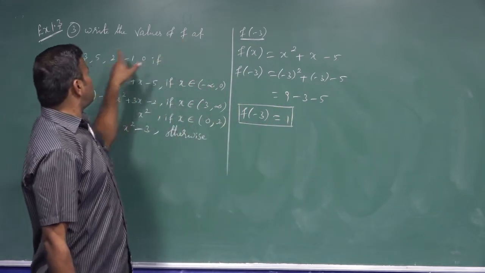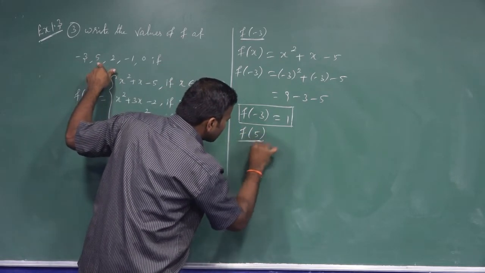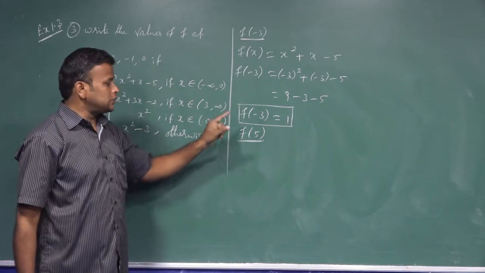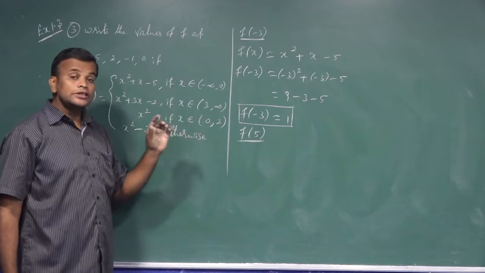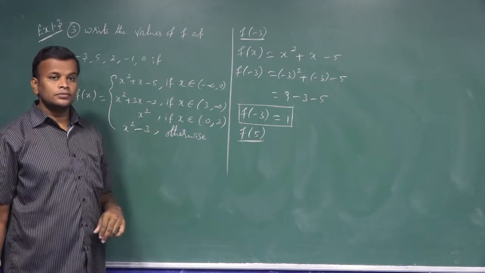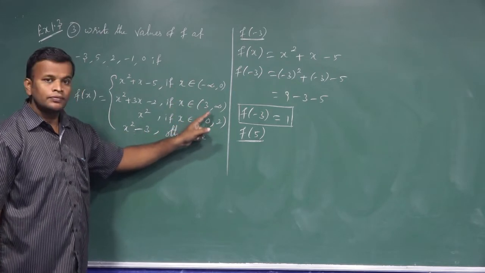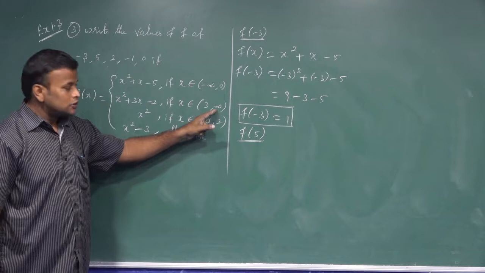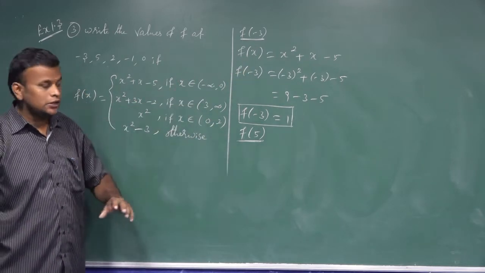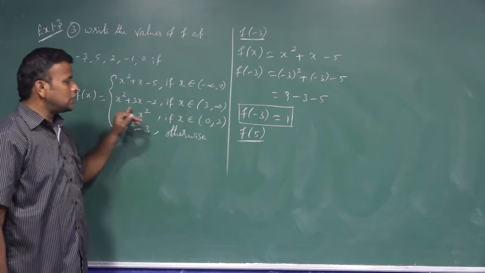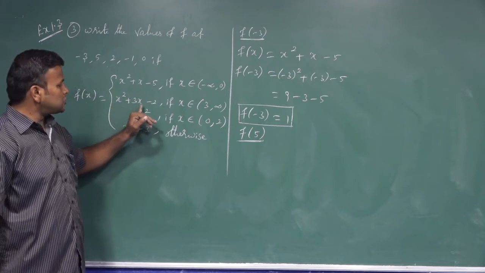Next, to find f at 5, I put a heading f of 5. Now I check: when x is equal to 5, how to define f of x? You see the second interval, 3, infinity. So 3, what is the next number? 4, 5, 6, like this. It goes up to plus infinity. So 5 lies in this interval. Therefore, when x is equal to 5, f of x is x square plus 3x minus 2.